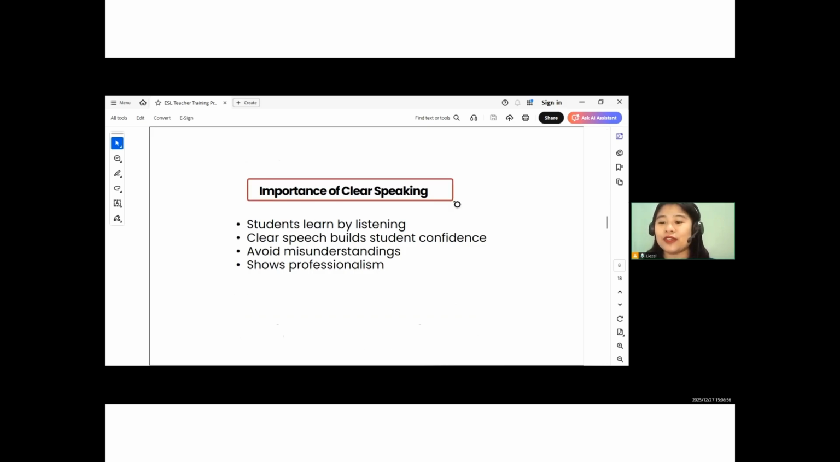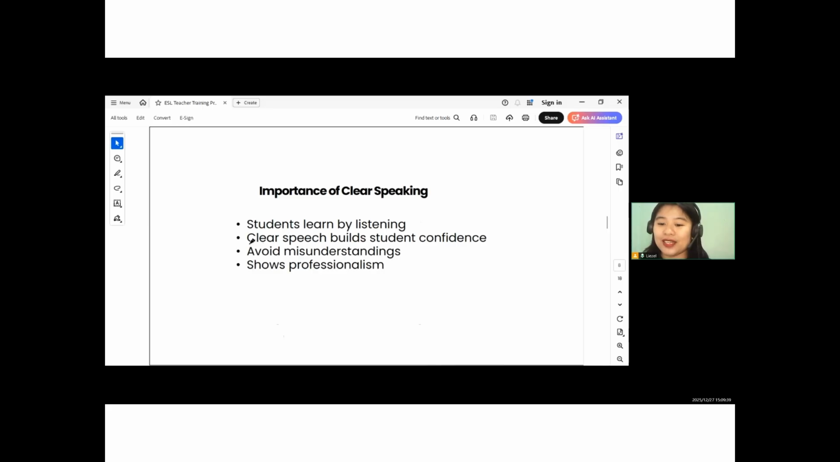Let us have the importance of clear speaking. Have a look. Students learn by listening. Clear speech builds student confidence, avoids misunderstandings, and shows professionalism. Let's begin with the first sentence. Students learn by listening. If your pronunciation is not clear and you mispronounce a lot of words while teaching the student, then your student may also copy how you pronounce them. So you have to make sure that your enunciation is clear because your students are learning by listening.